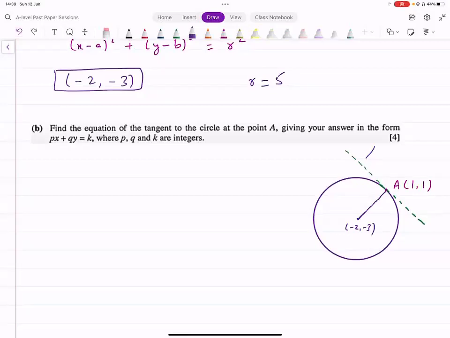Remember, in order to find the equation of a straight line, we need two things. We need the gradient of the line and we need a point on the line. We already have a point on the line, right? This is the point that's given. How do you find the gradient? You can find the gradient of the radius. Let's do that. I'm going to do that here.